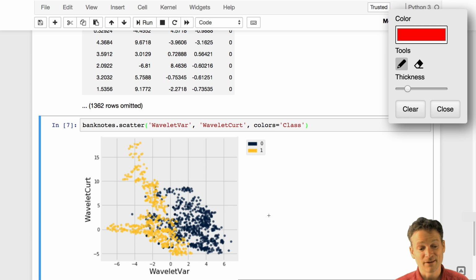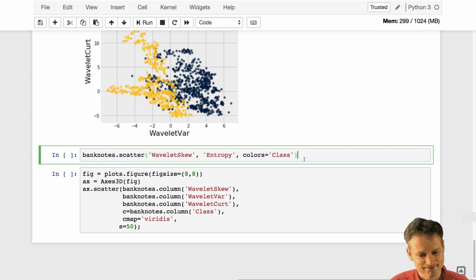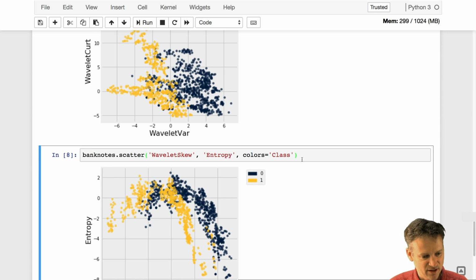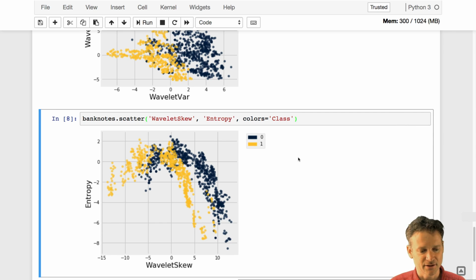So I started graphing other combinations of attributes, and I started to see the same thing with every pair of attributes I looked at. There was this overlap, and I started to get a little discouraged. So, for instance, we could take a look at another pair here. This pair is a different pair of attributes, wavelet skew and entropy, and we get a picture that looks like this.